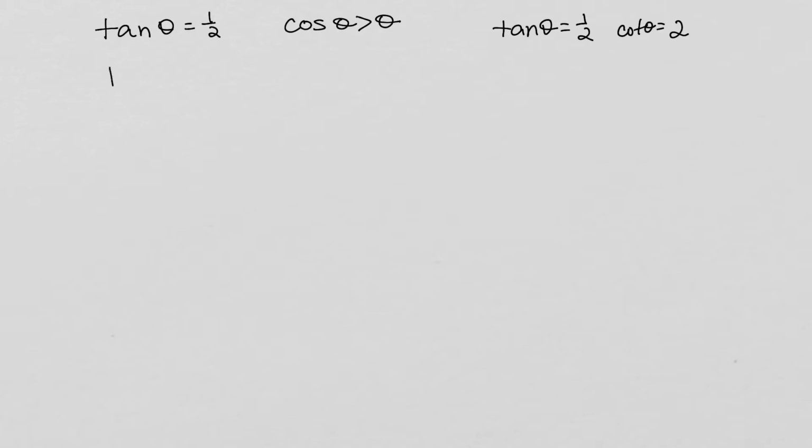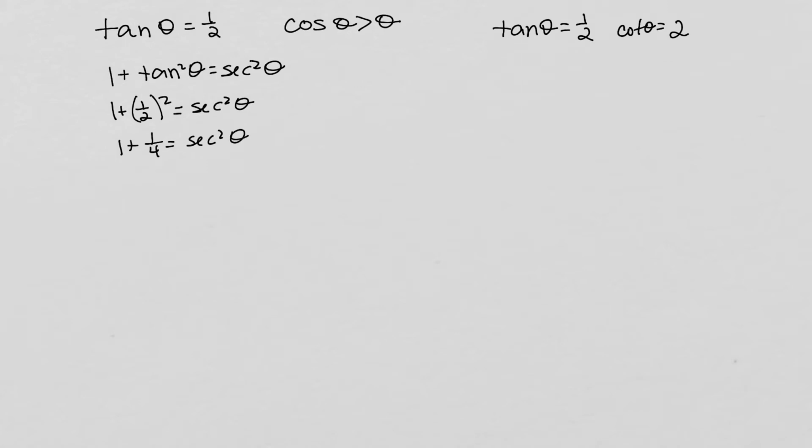We also know that 1 plus tangent squared theta equals secant squared theta. So we can plug in the 1/2 for tangent. Since it's tangent squared, we have to square it. And that gives us 1 plus 1/4. 1 is really 4/4. 4/4 plus 1/4 is 5/4.